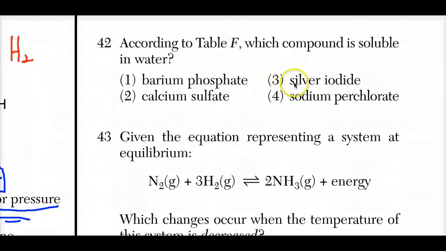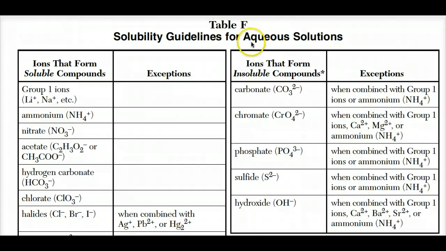According to table F, which compound is soluble? So they're telling you where to look, and we're looking for solubility issues here. Solubility means that we dissolve into water, which makes a solution. So barium phosphate, calcium sulfate, silver iodide, sodium perchlorate, which one is soluble? So let's go to table F, our solubility rules. Let's look at barium phosphate first. Let's go find some phosphates.